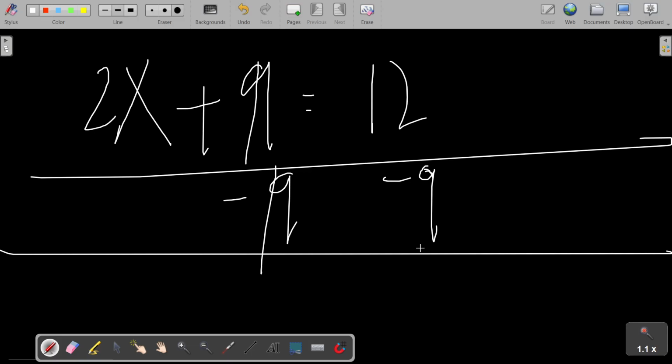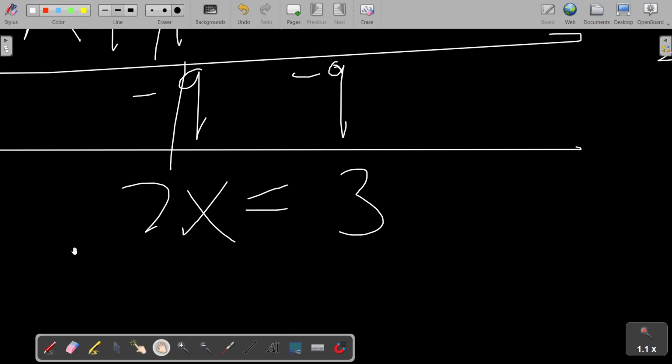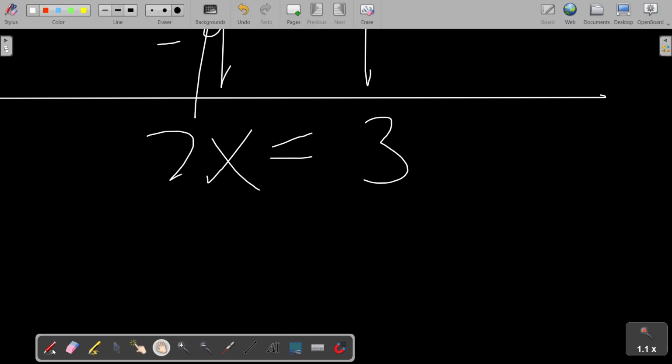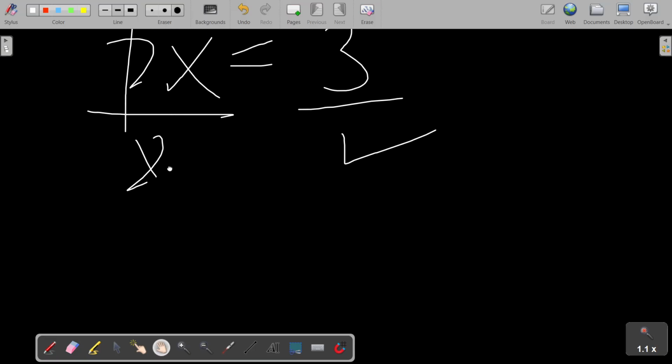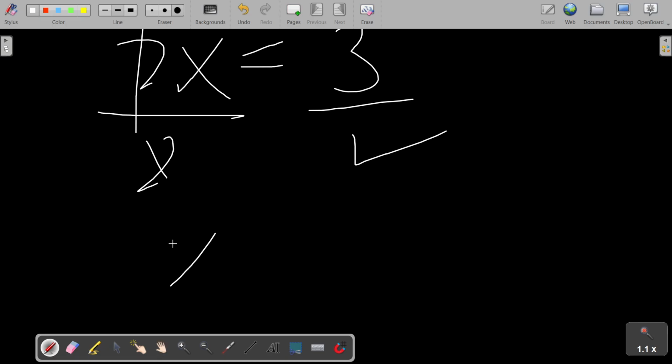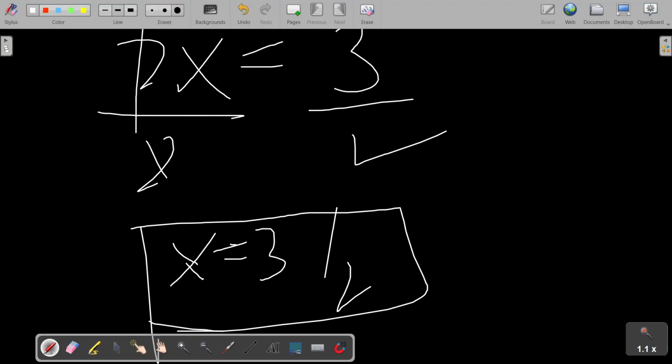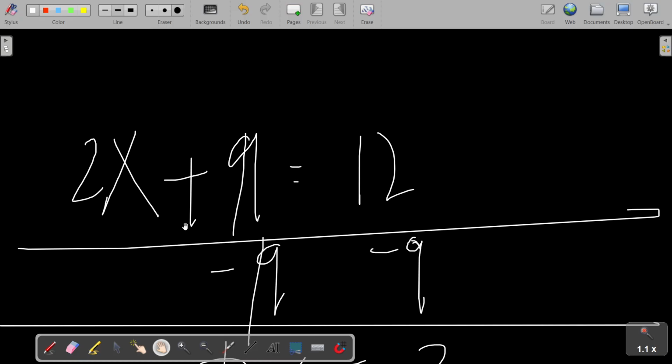So 12 minus 9 is 3, and this is 2x here. We want only x, so we are going to divide both sides. Okay, if we do anything in an equation, we have to do it on both sides. Remember it. So x is equal to 3 over 2. This is the solution for the equation, or we can say x value.